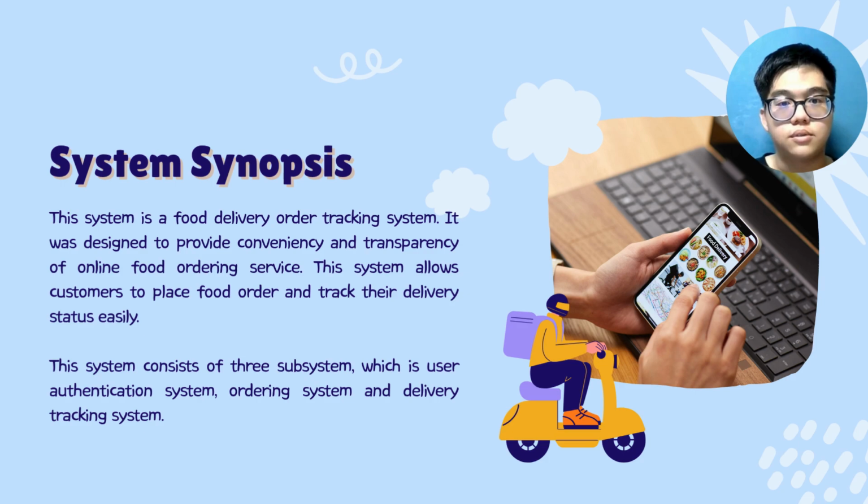First, we will start with our system synopsis. This system is a food delivery order tracking system. It was designed to provide convenience and transparency of online food ordering service. This system allows customers to place food orders and track their delivery status easily. This system consists of three subsystems, which are the user authentication system, ordering system, and delivery tracking system.